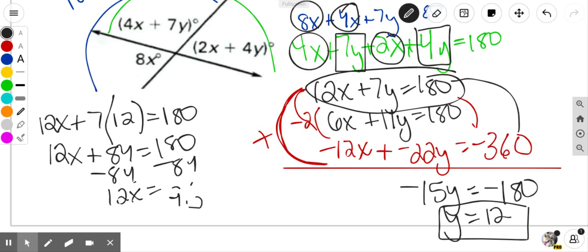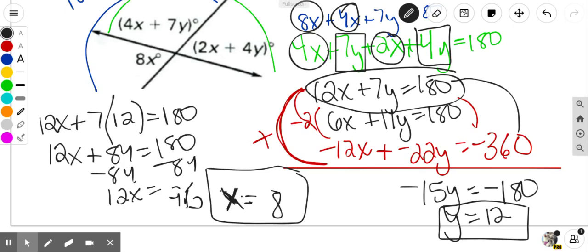Don't fail on me now, stylus. X equals 8. There we go. Very messy at the end, but my stylus is starting to die.